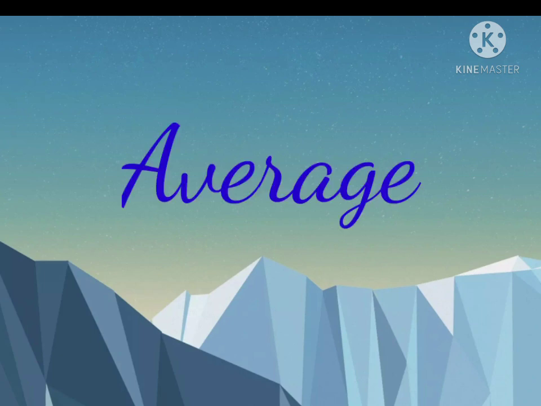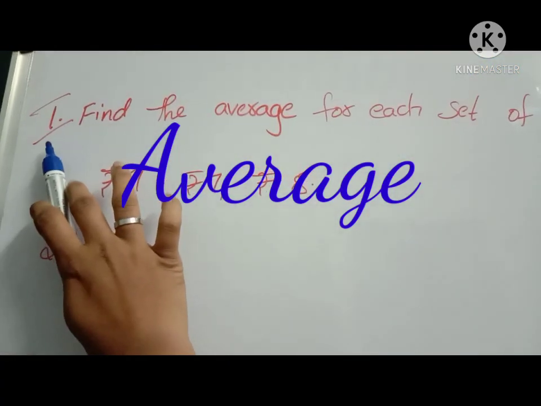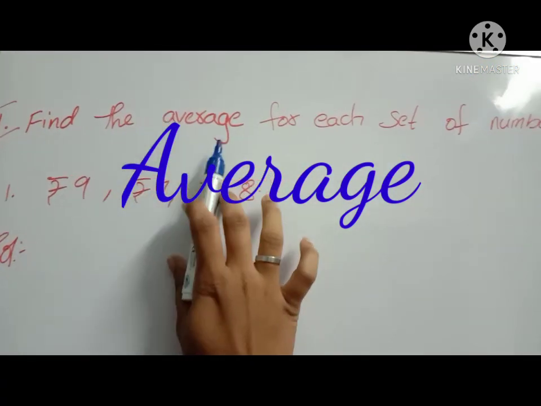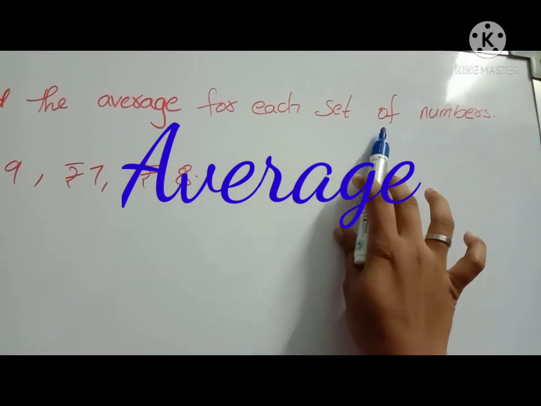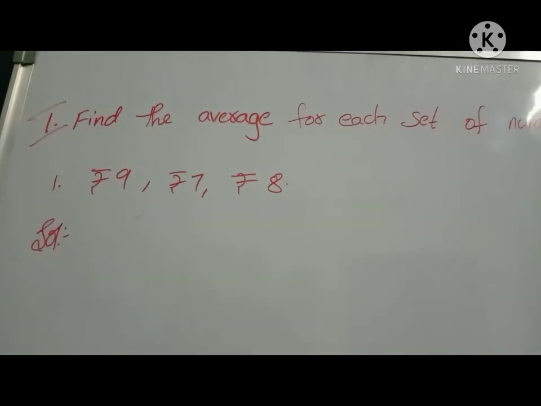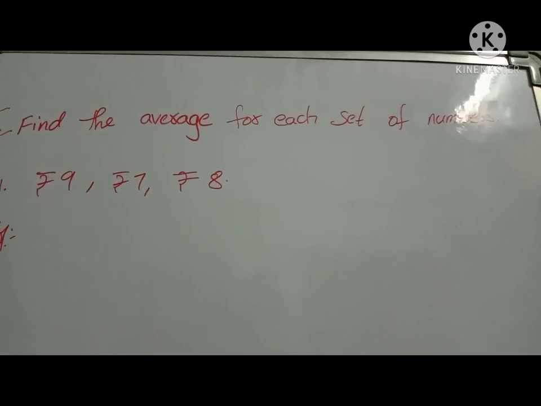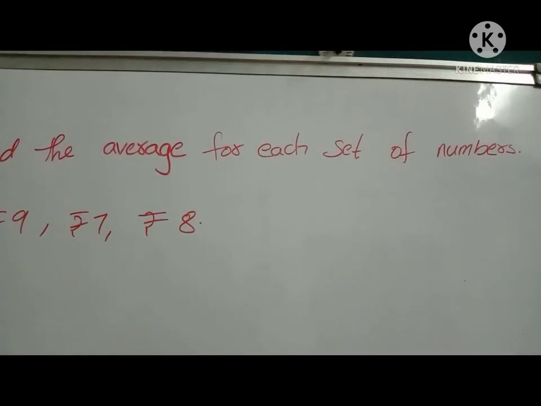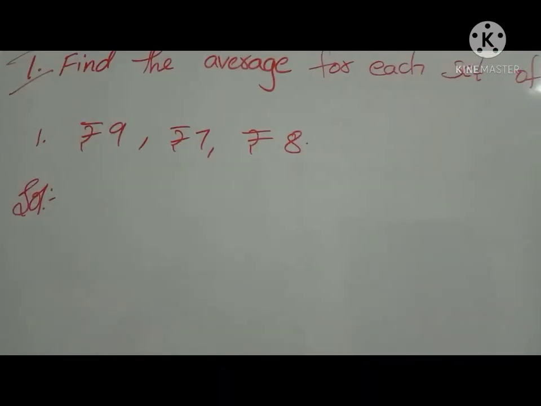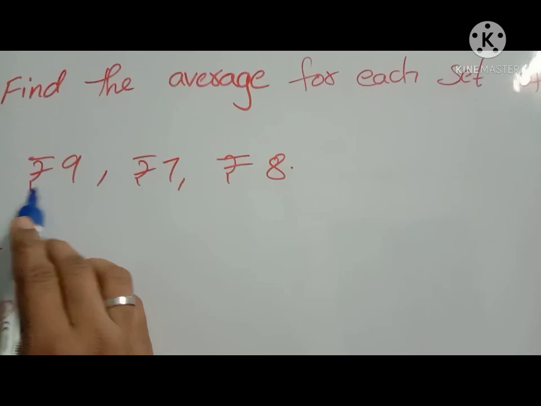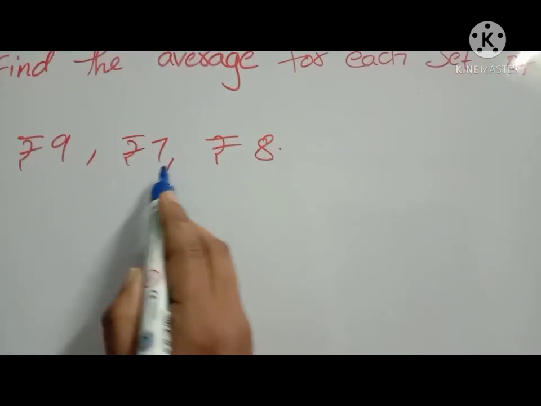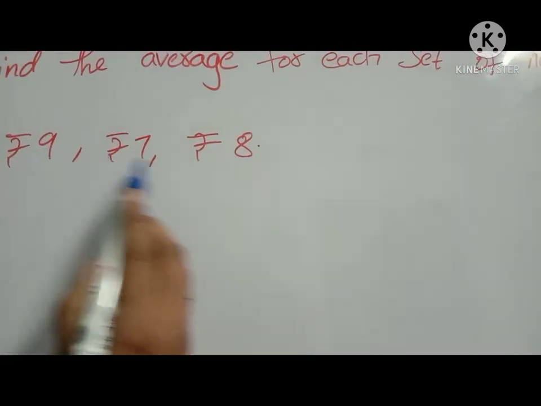Up to now we finished the ratio chapter, and next we are going to discuss the averages chapter. Average chapter. Find the average of each set of numbers. Each set of numbers we have to find the average. Here I already wrote the first sum: 9 rupees, 7 rupees, 8 rupees. How many are there here?